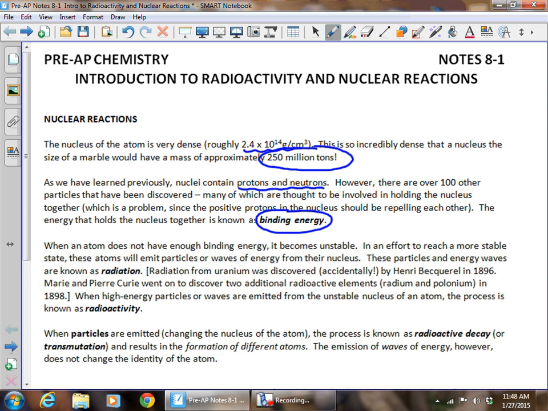Now, some atoms don't have enough binding energy, and if they don't, they become unstable. And in an effort to reach a more stable state, these atoms will emit particles or waves of energy, and those particles and waves of energy that they emit are known as radiation. You can look up the history of the discovery of radioactivity. It's very fascinating with individuals like Henri Becquerel and Marie and Pierre Curie. But moving on, when we have these high energy particles or waves being emitted from a material, we call this radioactivity.